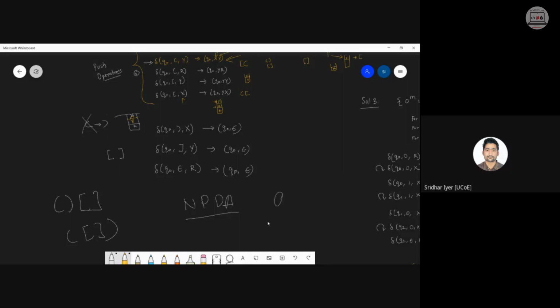Because in the previous case, as you saw, a raised to n, b raised to n, there we had the idea that all the terms of a will come first, then all the terms of b will come later. But in this case, we are totally uncertain. That's why we are sticking to the Q0 state and there is no change of state required.